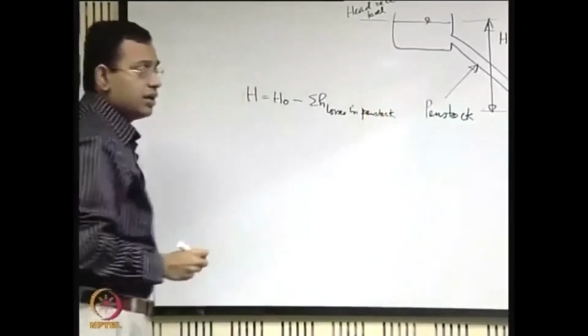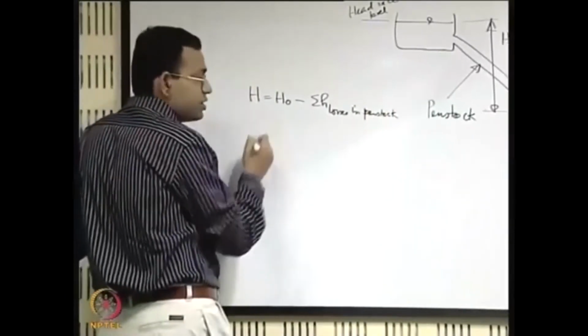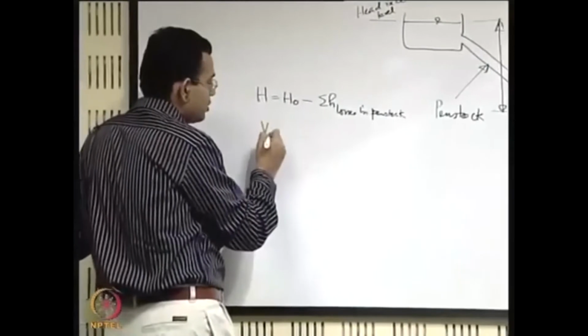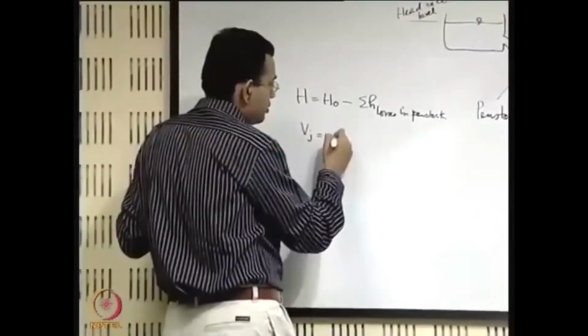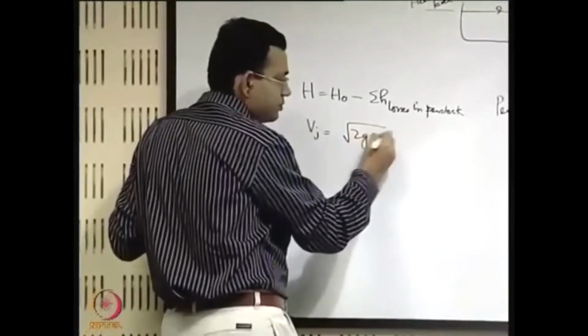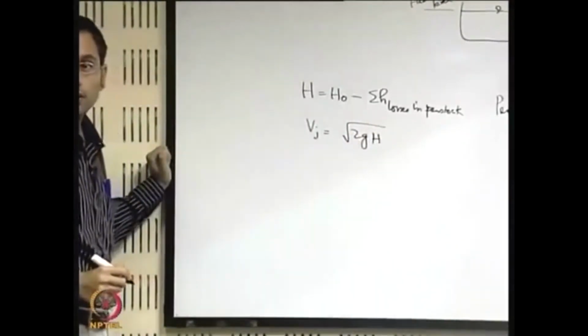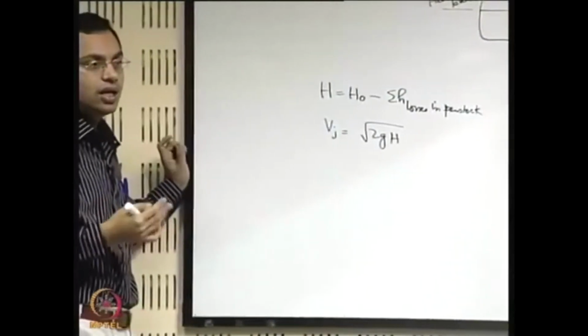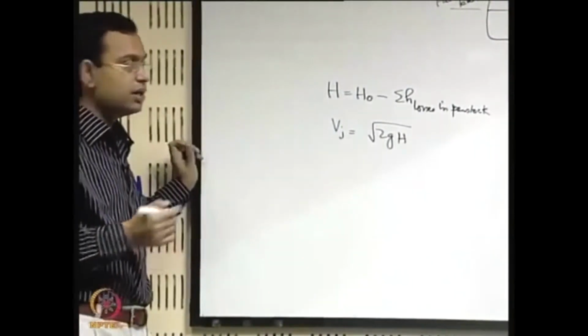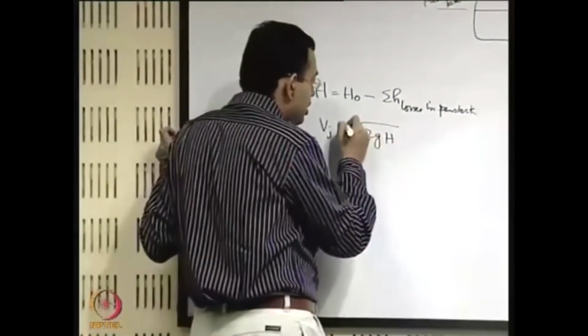And ideally the nozzle should develop a velocity, or the velocity of the jet as what? Root 2 gH. That is, the entire head could be converted into the kinetic energy of the jet, but in reality that does not happen because there is some loss in the nozzle.